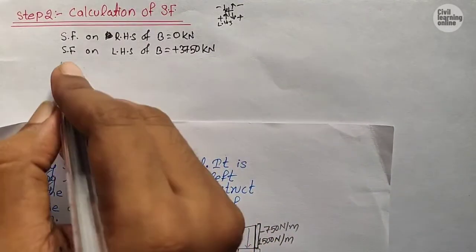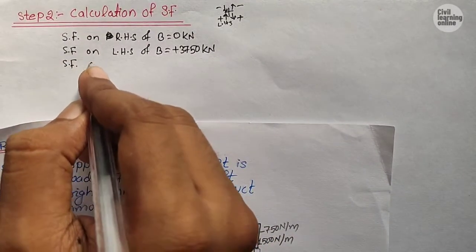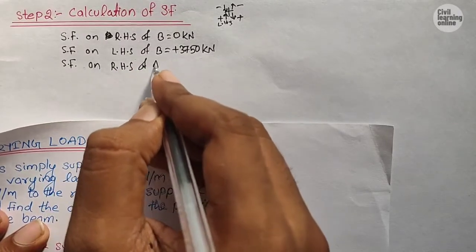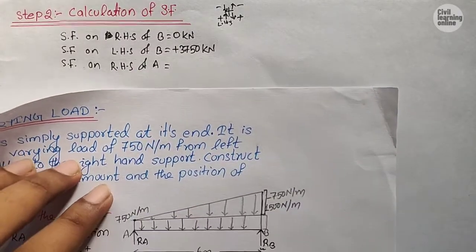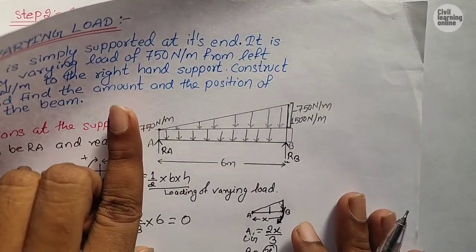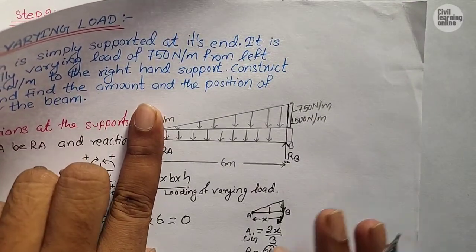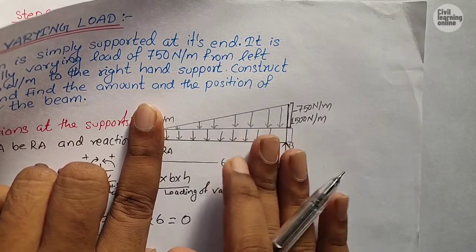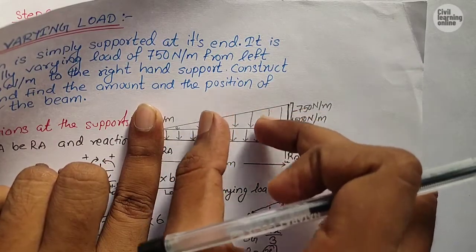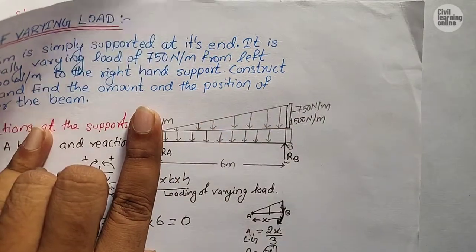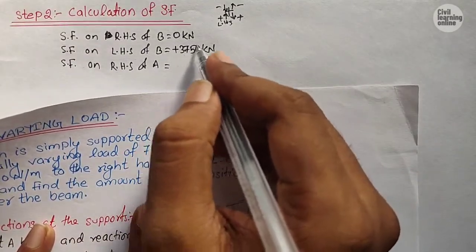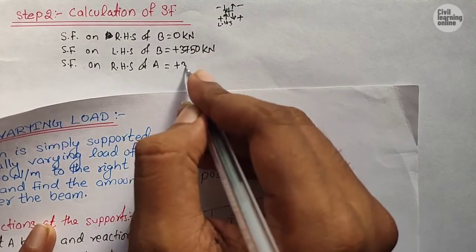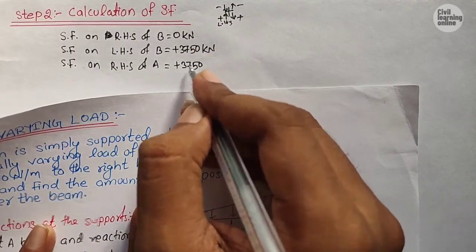Now calculating the shear force on RHS of A. While calculating the shear force on RHS of A, what we need to do is we have to cover the support A, and the shear force which is coming from B will also be considered, and these two loadings which are acting downward will also be considered. So first of all, let us write the shear force which is coming from B, which is 3750 kilonewton positive.